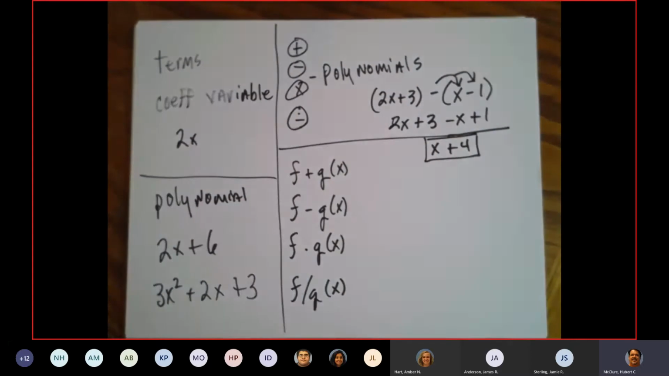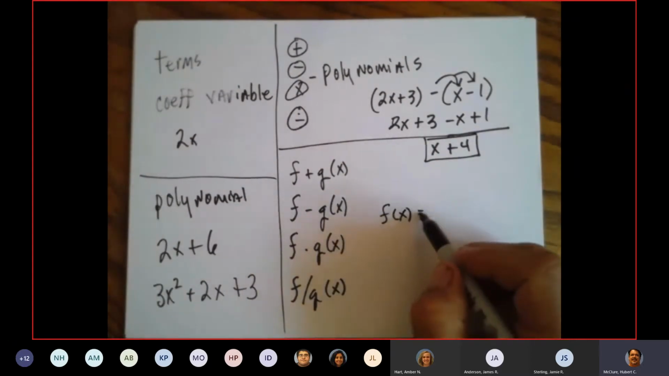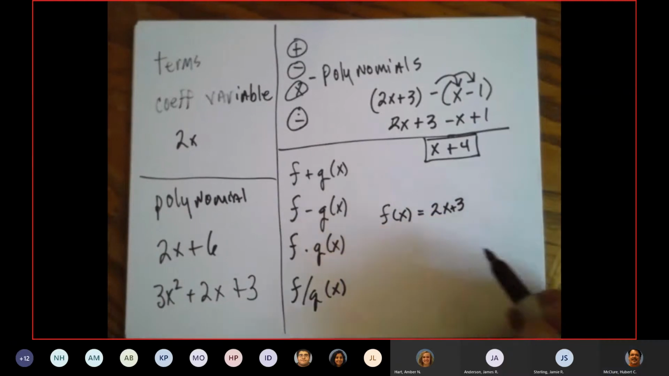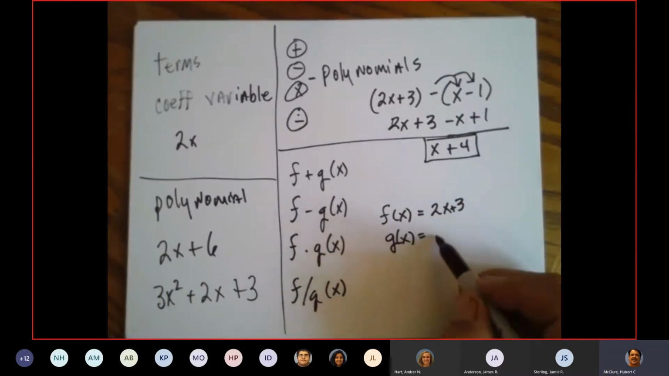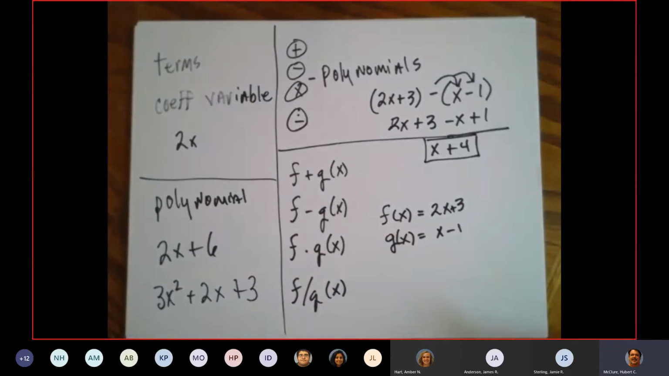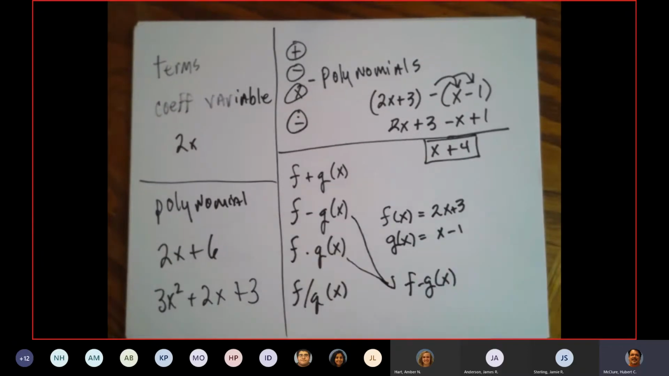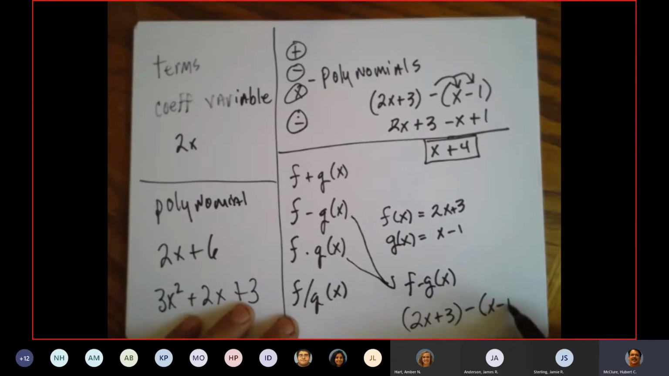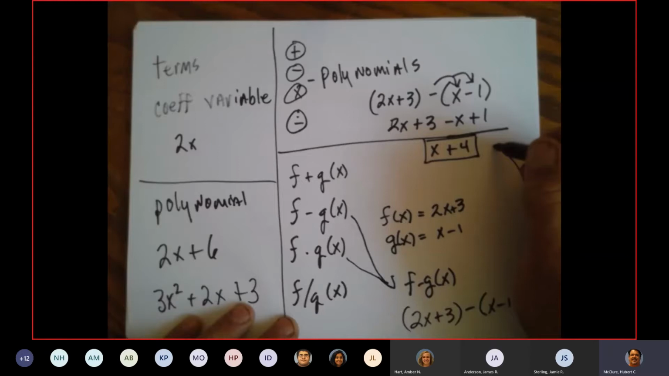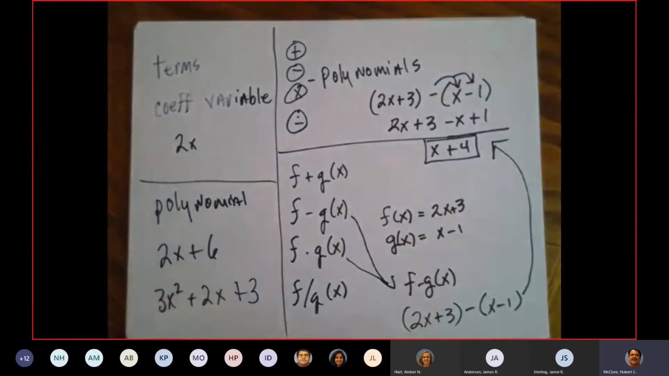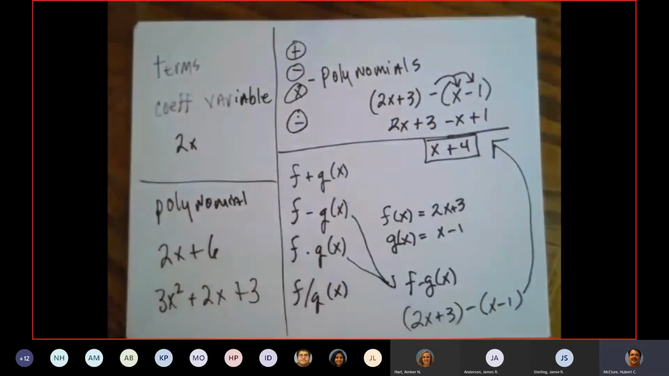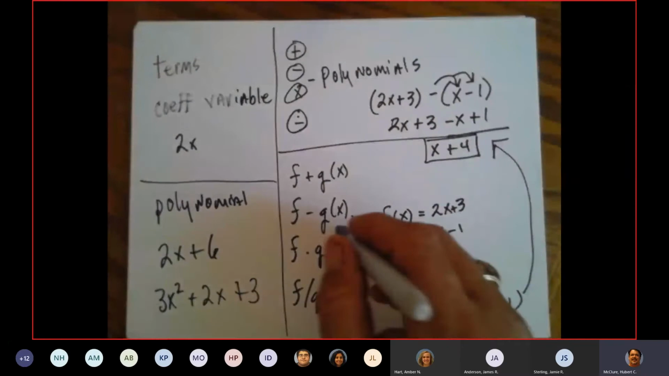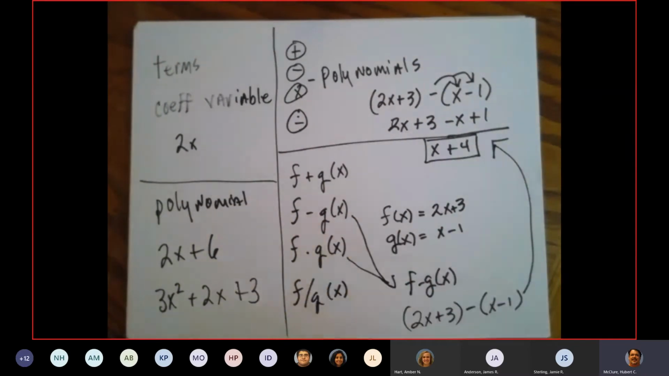All right, down here, you've got f of x is equal to 2x plus 3. G of x is equal to x minus 1, and they want you to find f minus g of x. And that is 2x plus 3 minus x minus 1. And of course, you hold your pinky up when you do functions. You don't hold your pinky up when you do polynomials. All right, that is kind of a review of polynomials and functions. These are functions. Now, there's a little bit more to both, and I'm going to go into that next.